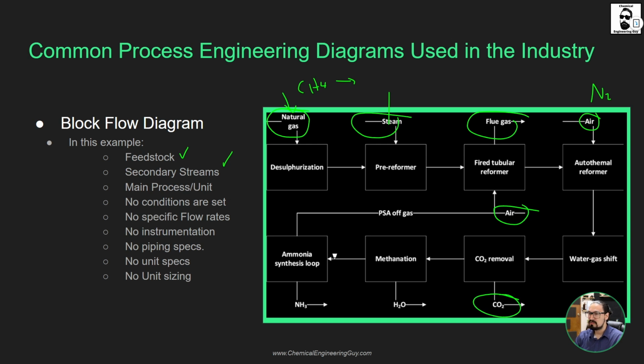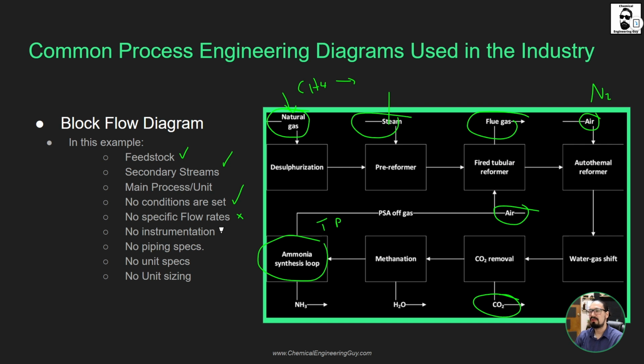Then we have the main process units. For instance, these blocks will be considered main processes. If you are adding the cooling or heating of the processes, those may be considered as secondary units. No conditions are set. You can add them if you want. For instance, if you want to add temperature or pressure, but typically in a BFD, you're not going to encounter this. No instrumentation if you don't want to add.